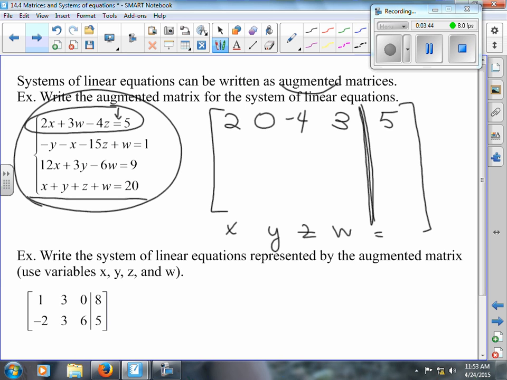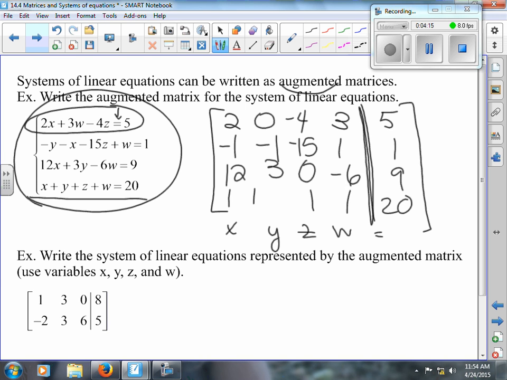In the second equation, I have negative 1x minus y minus 15z plus 1w equals 1. And in my third equation, 12x, 3y, negative 6w, looks like I have 0 z's, and that equals 9. And then in my last equation, I had 1x, 1y, 1z, 1w, and that equals 20. And so here I have taken this whole system, and I've just pretty much dropped the x's, y's, z's, and w's. And it looks like all that matters is those numbers.